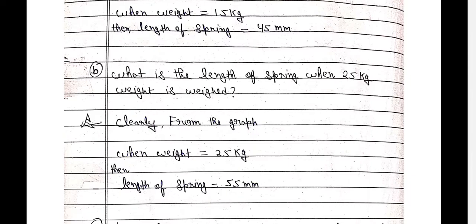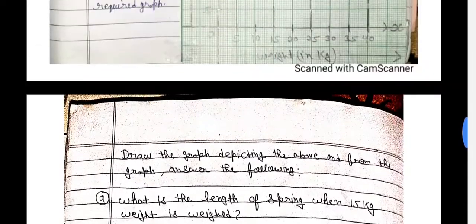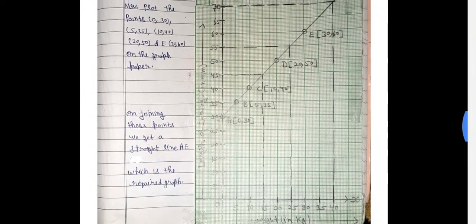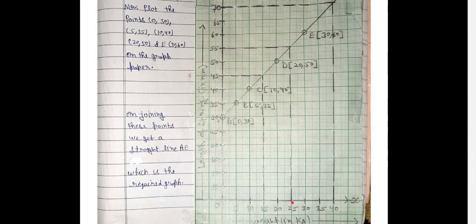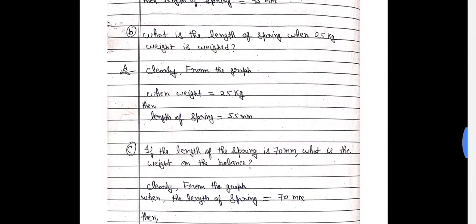What is the length of the spring? Now the length of the spring you have to find out when the weight is 25 kg. Now come on the weight 25. Same. Where is the weight? Weight becomes 25 here. So just come on the 25 first on the x-axis, then draw one straight line. It will cut the graph here. Then from this one to the y-axis, it will cut at 55. So when the weight is 25, then the length is 55 millimeter. We are writing here clearly: from the graph, when the weight is 25 kg, then the length of the spring is 55 millimeter. It is your answer.